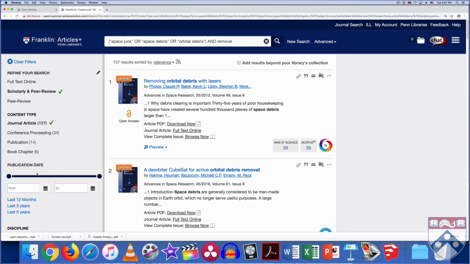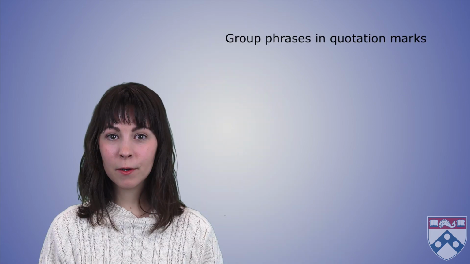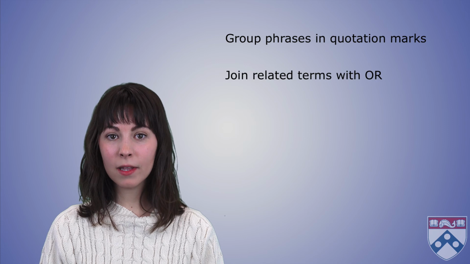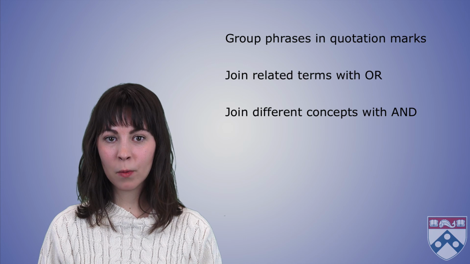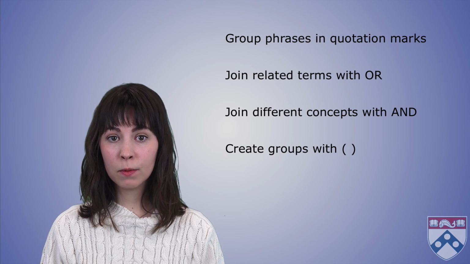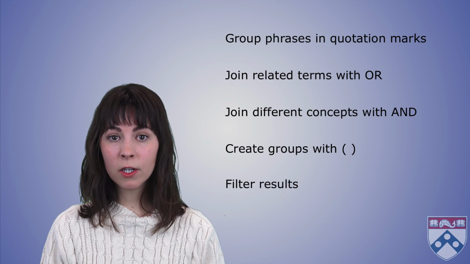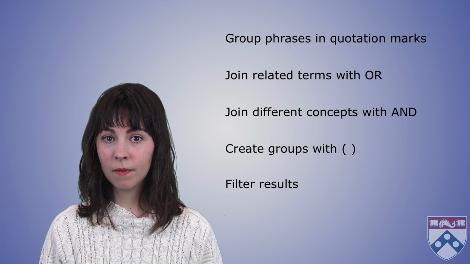Finally, I could use the date and language filters to further refine my results. If I only want to see the latest literature, I could narrow my date range to the last 12 months. Let's review the open searching techniques we covered. Group phrases in quotation marks. Join related items with the word "or" in caps. If you have different concepts in your search, join them with the word "and" in caps. If your concepts have multiple terms within them, like synonyms joined with "or," it's best to create groups with parentheses. Filter your results by date, discipline, subject terms, format type, or by the presence of peer review.